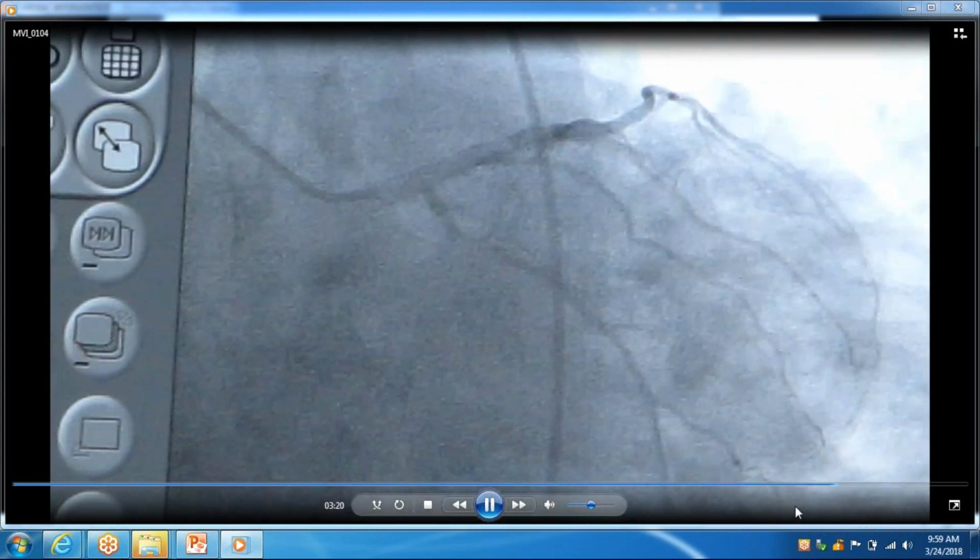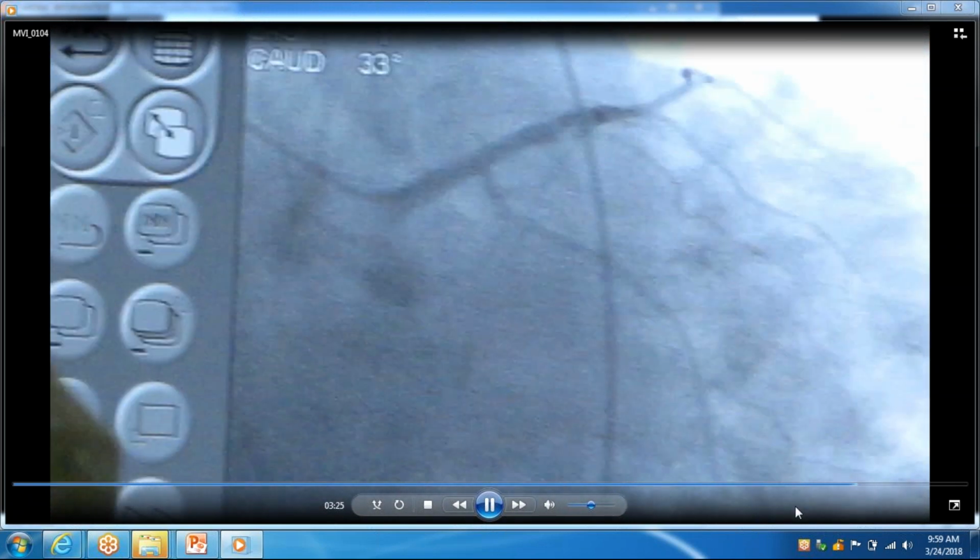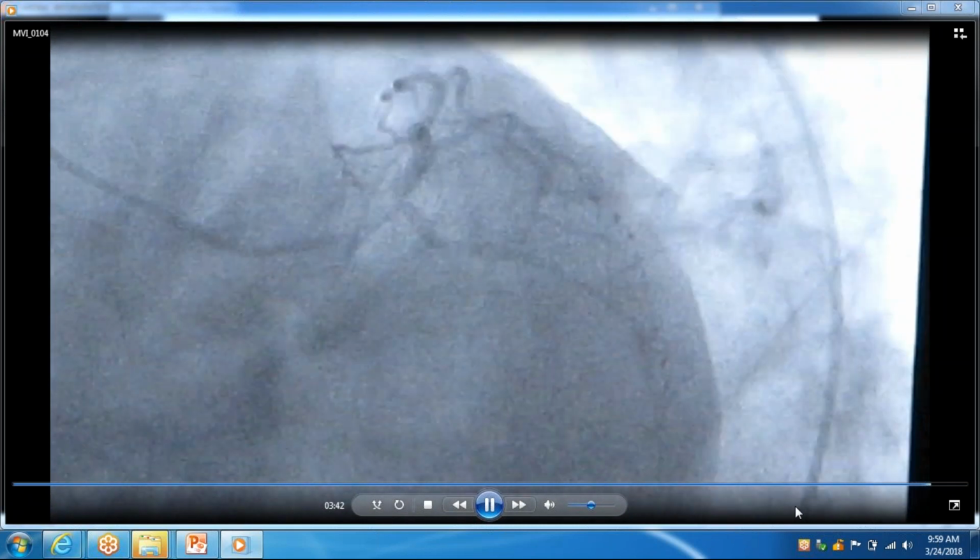Another view of the left main and its branches. That's an RAO caudal view. So that's another view.